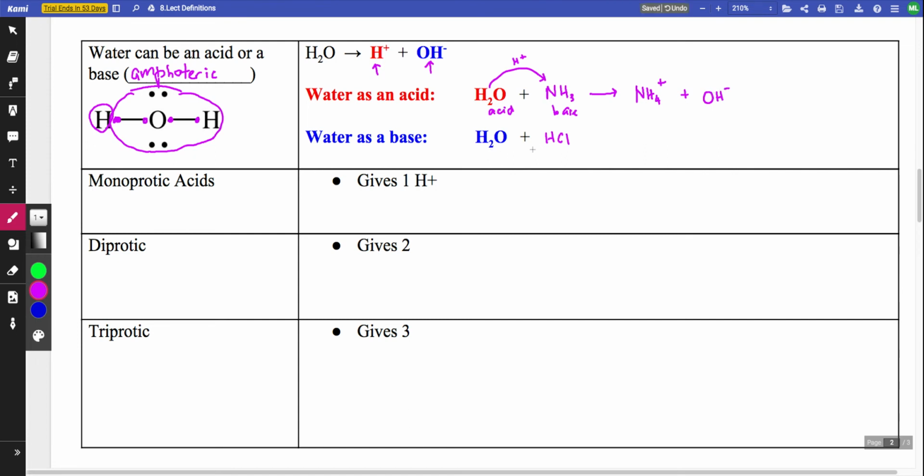Water as a base, bases will take H's. As a result, you will make H3O+ and Cl-.